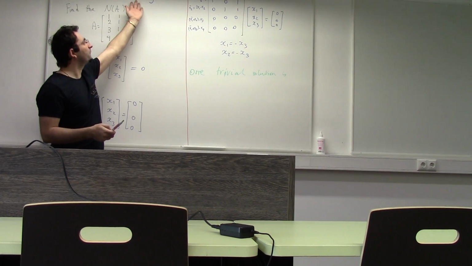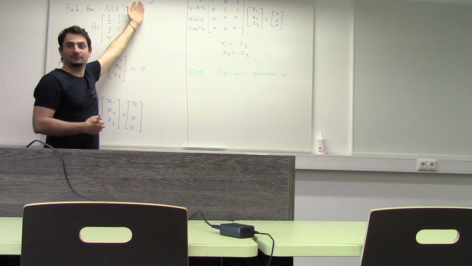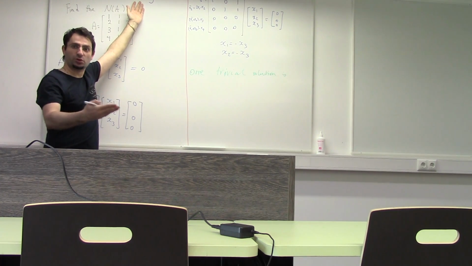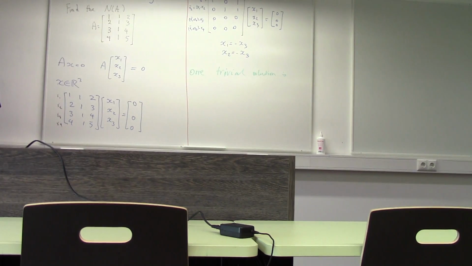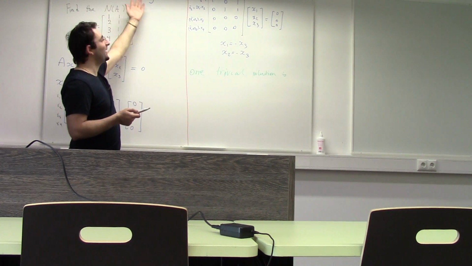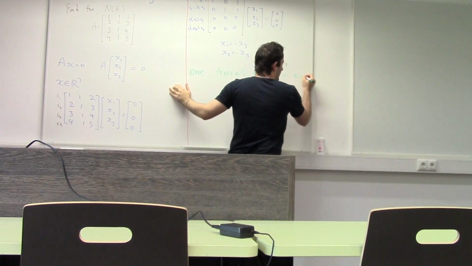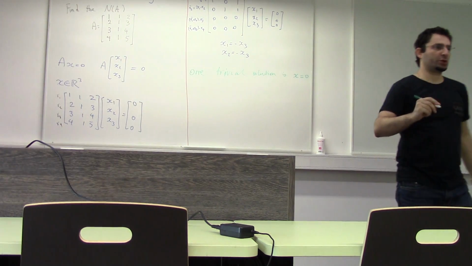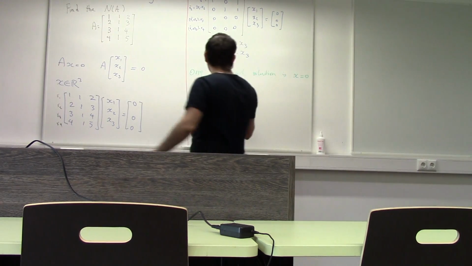What is the trivial solution for this equation? What is the solution that always works to make Ax equal to 0? x is 0. This is one trivial solution, because no matter what A is, if x is 0, we get 0. But the other solution is this.